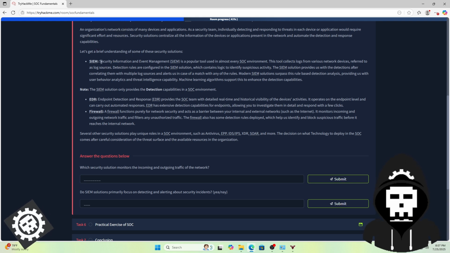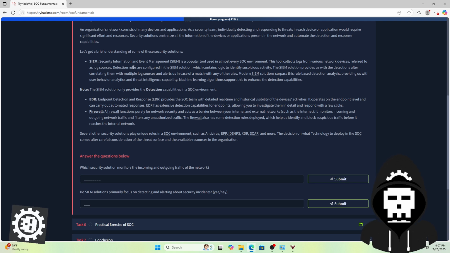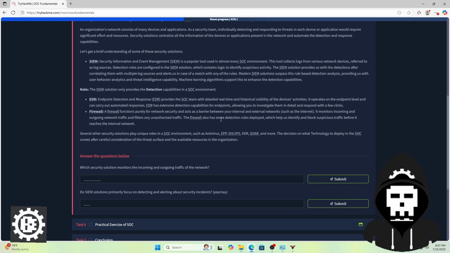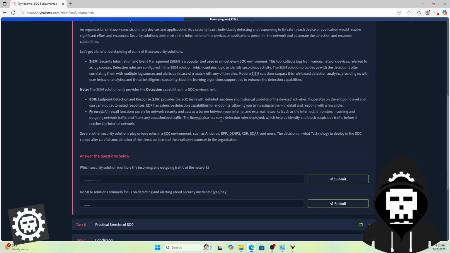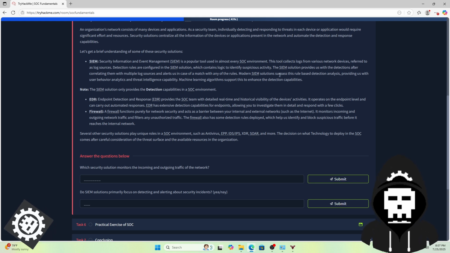So that is my argument, that it's SIM and not SIEM. But anyway, it is a popular tool used in almost every SOC environment. You might hear vendors such as Splunk, QRadar, and Elastic, and those are pretty popular ones. I believe TryHackMe uses a mix of Elastic and Splunk in some of their different rooms. I think their SOC simulator actually uses Splunk.